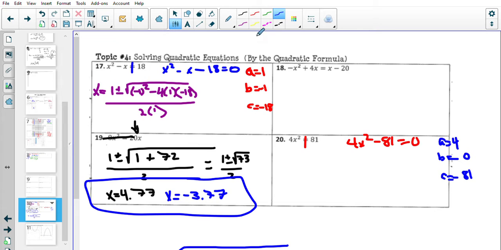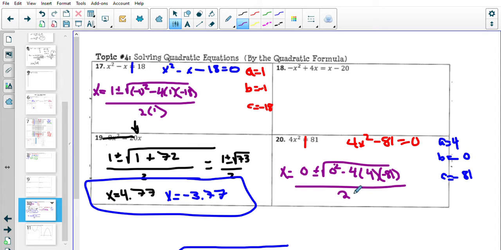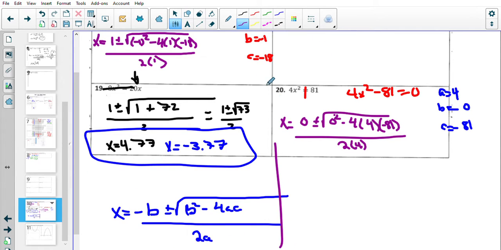Okay, so we can go through and use the quadratic formula. X equals negative b, which is still 0, plus and minus the square root of b squared, which is still 0 squared, minus 4 times a, which is 4, times c, which is negative 81, all divided by 2 times 4. Okay, put a line here.